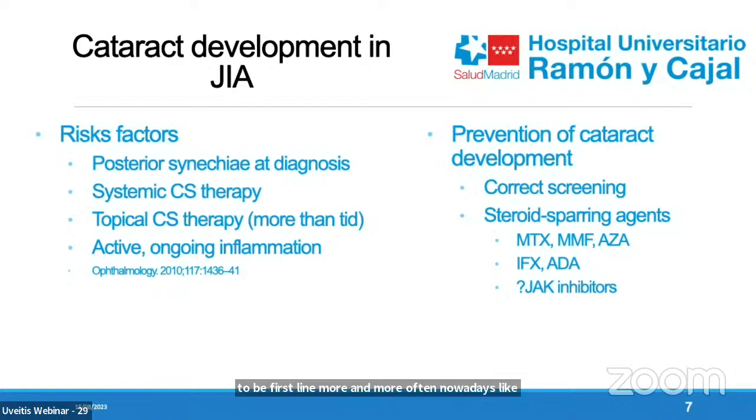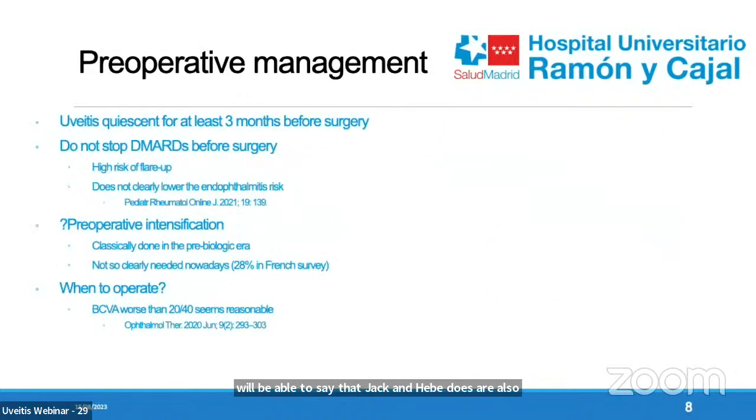And potentially, for those who do not respond to previous medications, biologics and methotrexate, JAK inhibitors can be useful as well. There's still research needed to prove that, but I think in the next few years, we will be able to say that JAK inhibitors are also able to decrease the need for steroids in these patients and decrease the risk of cataract development.